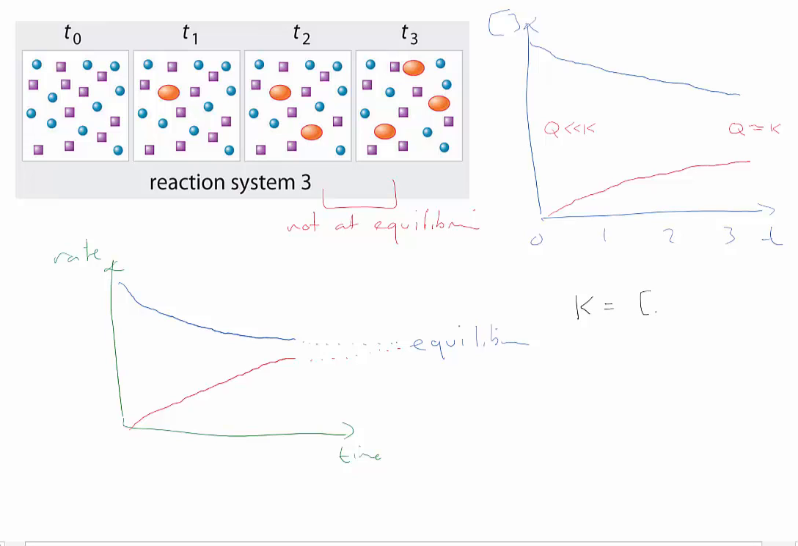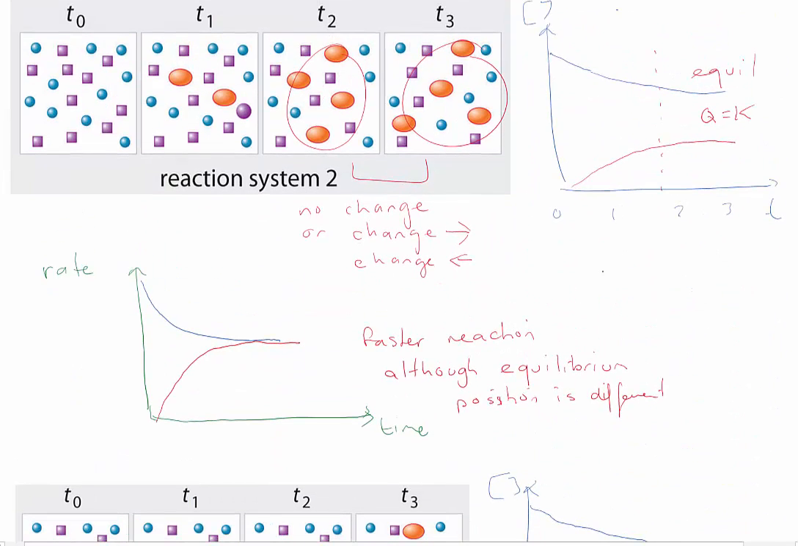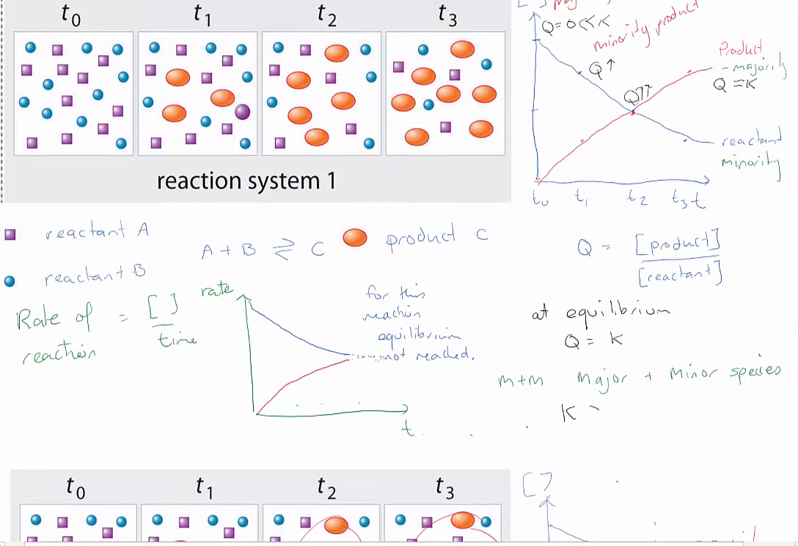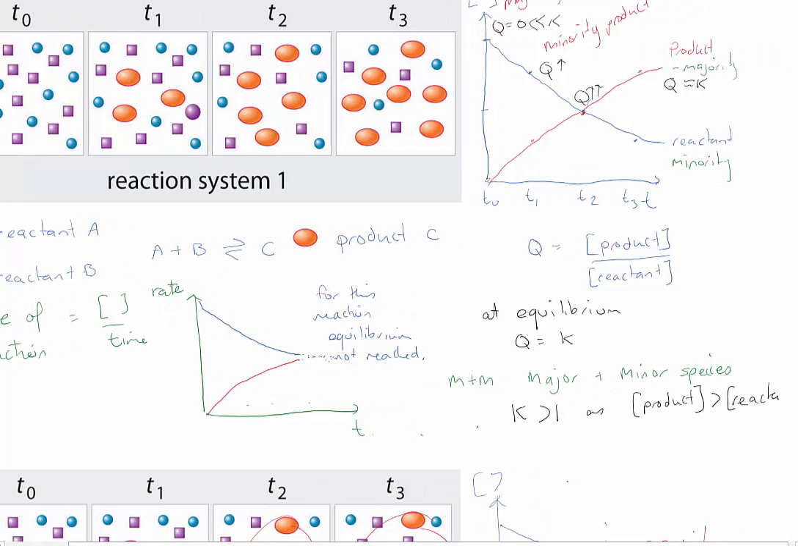We can look at the equilibrium constant for this reaction. It's the concentration of the products divided by the concentration of the reactants. Now for this reaction, the amount of products is much, much less than the amount of reactants. So K is less than 1. For the previous reaction, the amount of products is also less than the amount of reactants, so K again is less than 1. And for the first reaction, if you remember, the amount of products is greater than the reactants, so K is greater than 1.